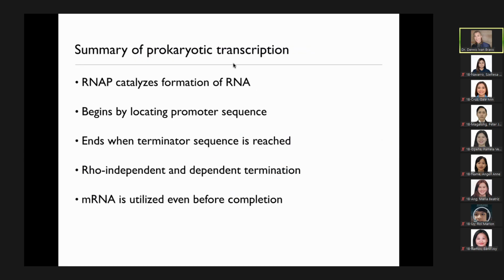So let's summarize now prokaryotic transcription. RNA polymerase catalyzes the formation of RNA. The process begins by locating the promoter sequence and it ends when the terminator sequence is reached. And there are two ways to end. More commonly, it's rho independent, and less common is the rho dependent termination. mRNA is ready to be used even before it is fully transcribed.